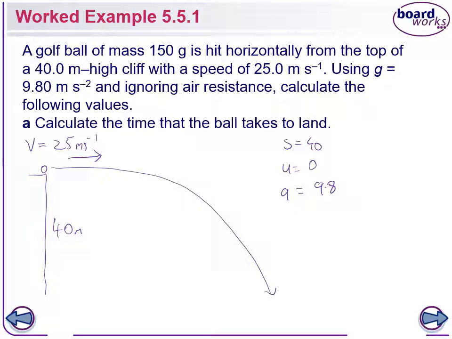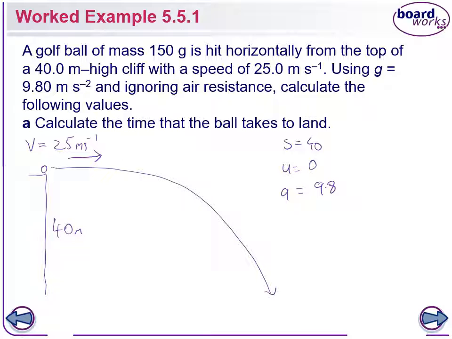So if we want to know the time the ball takes to land, remember that the horizontal component has no effect on the vertical component. So it doesn't matter whether we hit the ball horizontally or drop it. It will still take the same amount of time to hit the ground. So let's assume that we are just dropping it then. We know our S value is 40 because it's going to drop 40 meters.